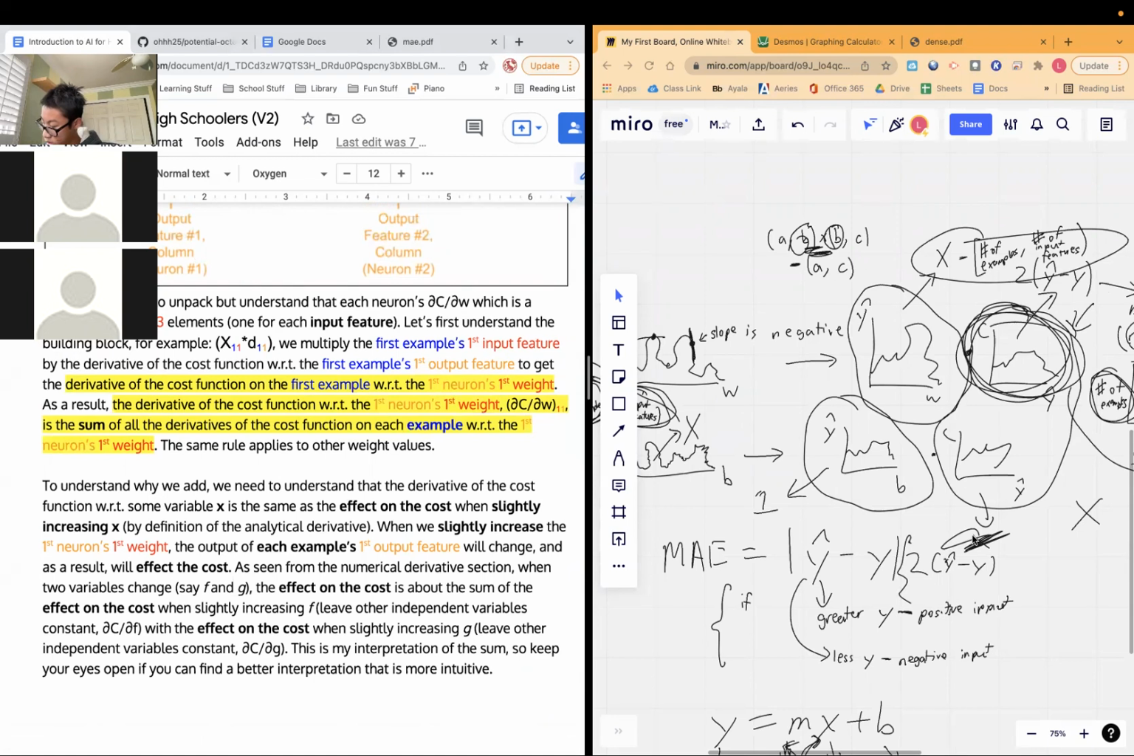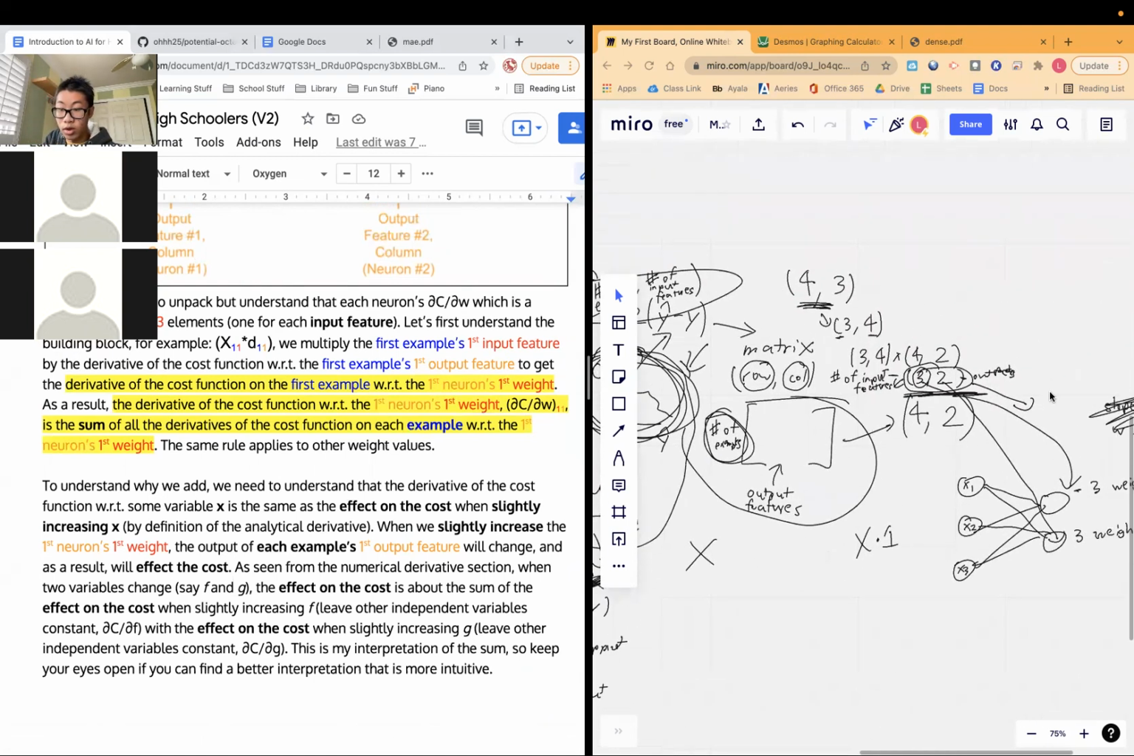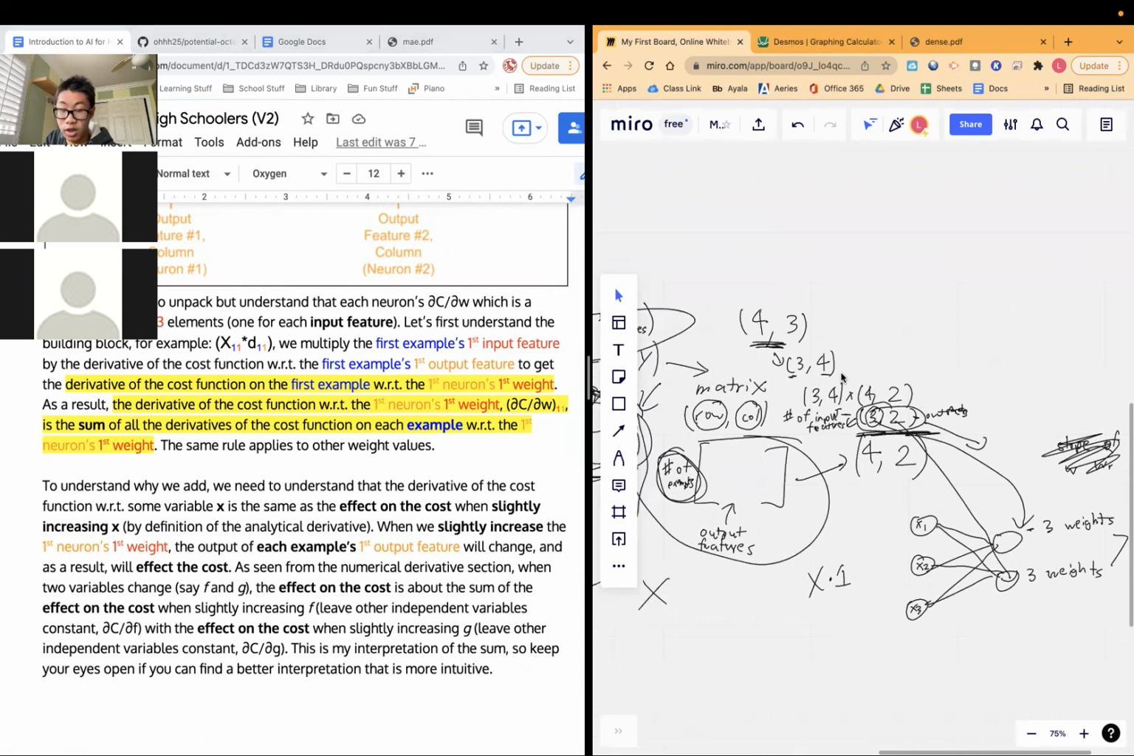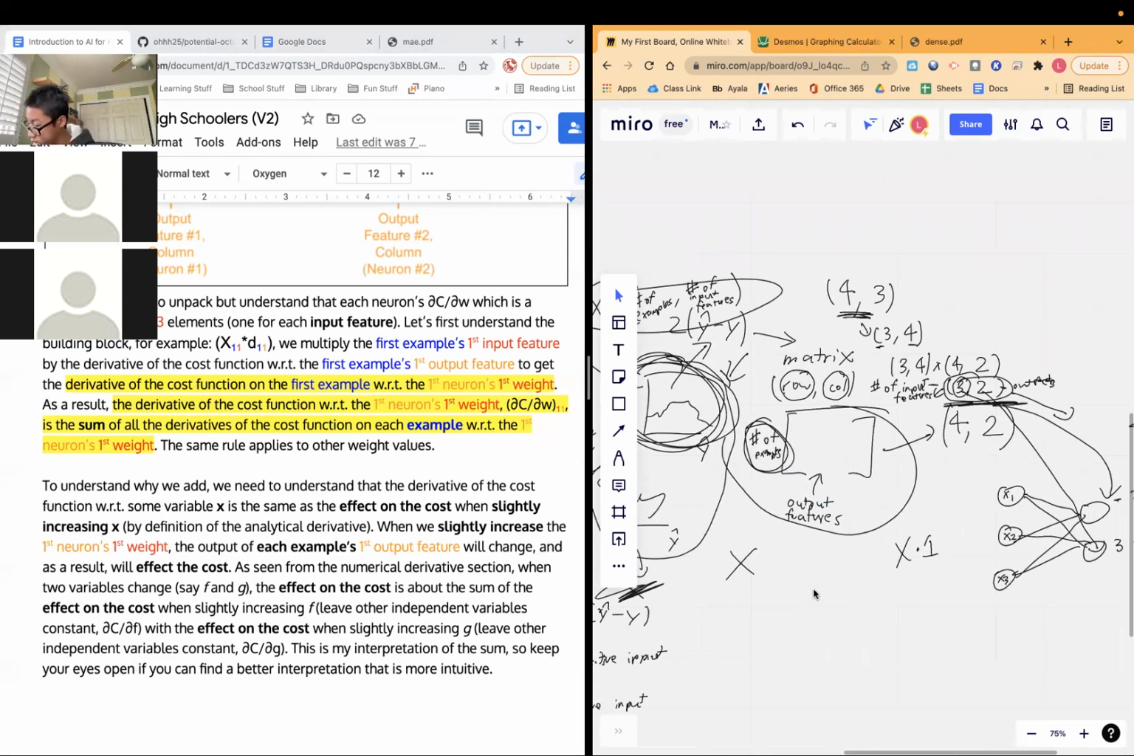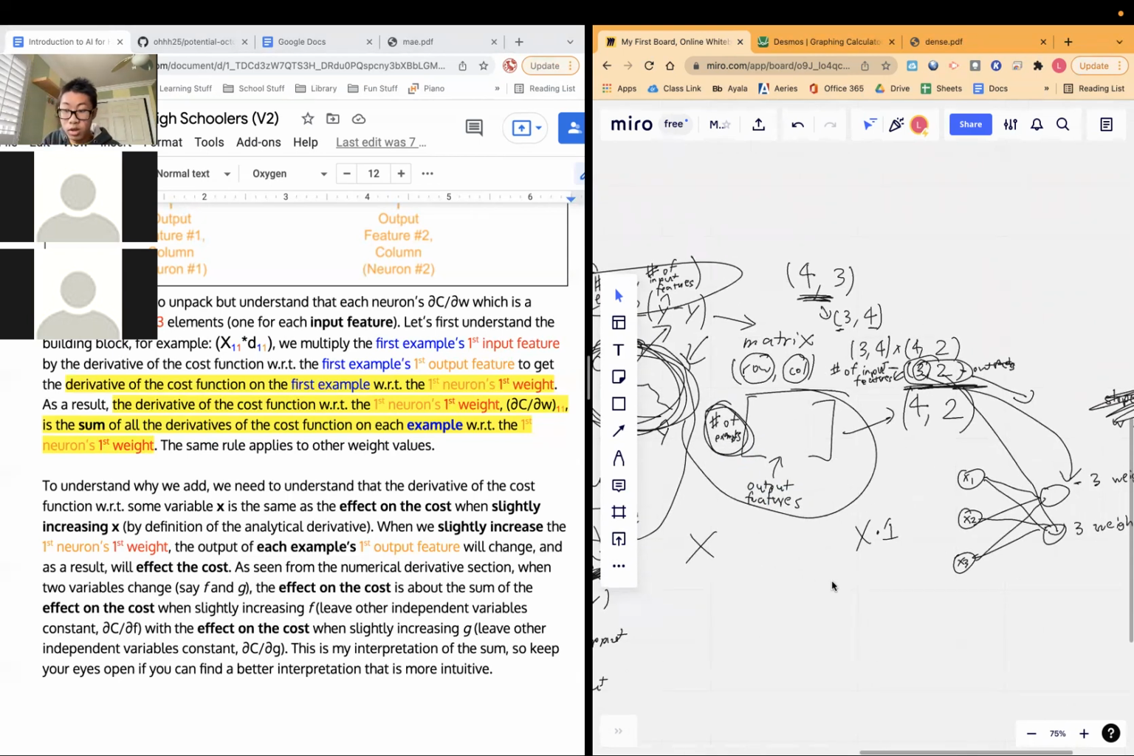And then we already figured out the shape of this right over here. The shape of that is going to be number of examples and number of output features, right? If you take a look at this, you have 2 neurons, so you have 2 output features. So based on these 2 neurons, we can conclude that there should be 2 output features.